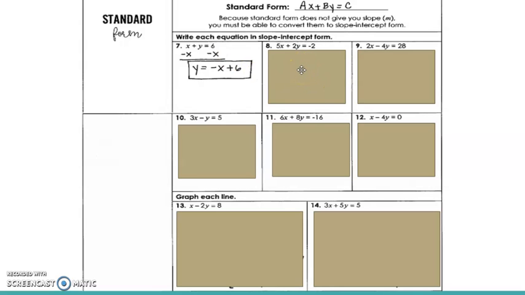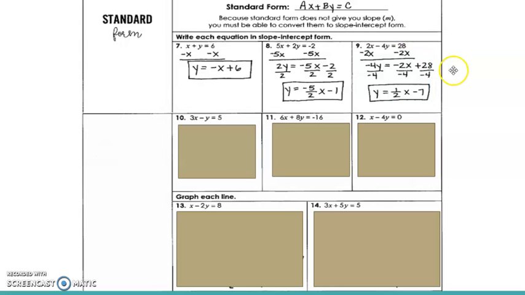For number 8, we have a little bit more that we have to do. So we are going to start by subtracting that x term over, but we also need to divide by the number that's in front of our y, by that coefficient. So we're going to divide everything by 2. When we do that, we want to simplify each term if we can. -5 over 2 is going to stay the same. We don't want any decimals in these problems. But -2 divided by 2 can be simplified to -1.